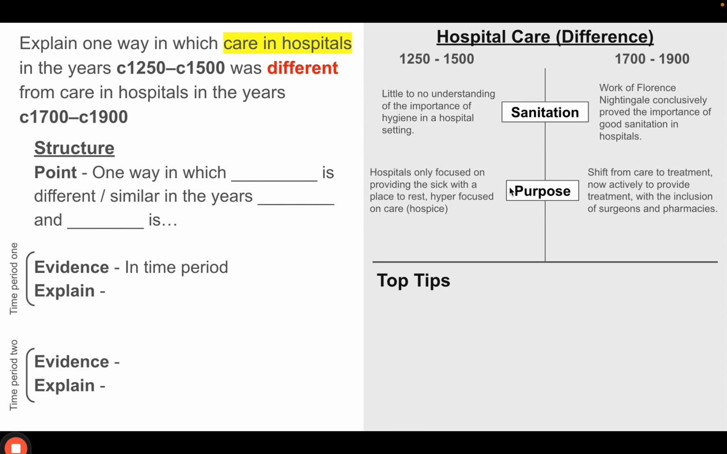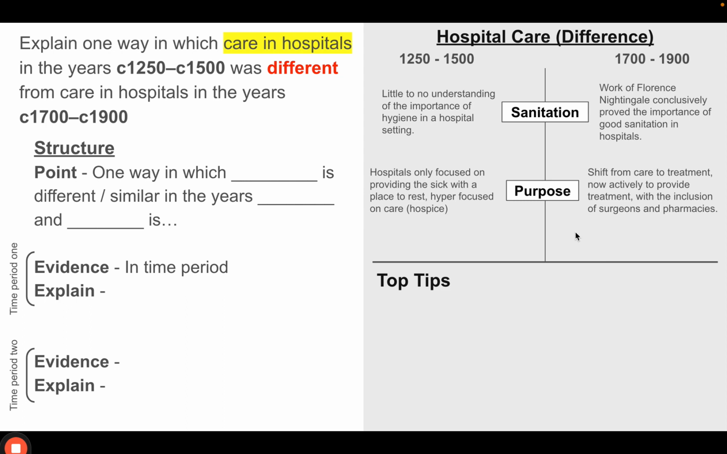But also we could talk about, as another point, the purpose of hospitals had changed. Between 1250 to 1500, hospitals were built from the term hospice. That's where hospitals get their name from, the idea of providing a sick person with a place to rest. It was hyper-focused on care. It did not treat. However, from 1700 to 1900, there was a shift from care to treatment, and they were now actively providing treatment with the inclusion of surgeons, pharmacies, and nurses all within these hospitals in this time period.